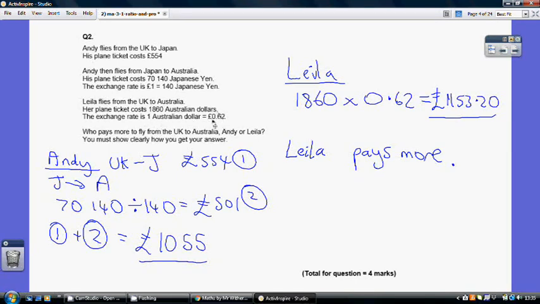Now when I'm dealing with 0.62, how do I make it smaller? Do I multiply by 0.62 or do you divide by 0.62? Well, as it's less than 1, multiplying by 0.62 will get you a smaller result. So 1860 multiplied by 0.62 gives me £1153.20. So comparing the pounds, who pays more? Layla pays more.